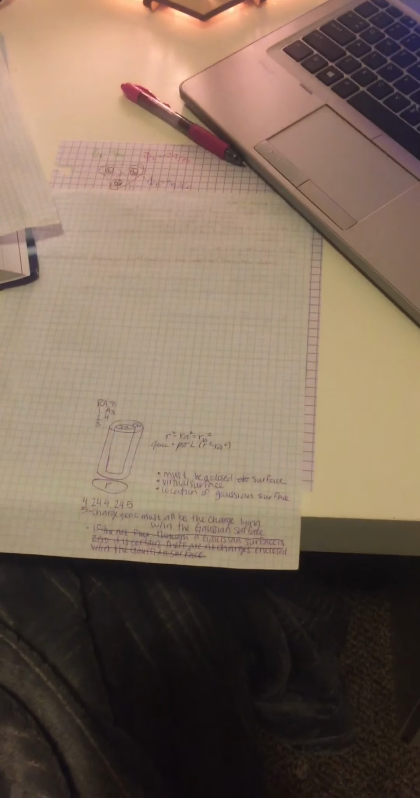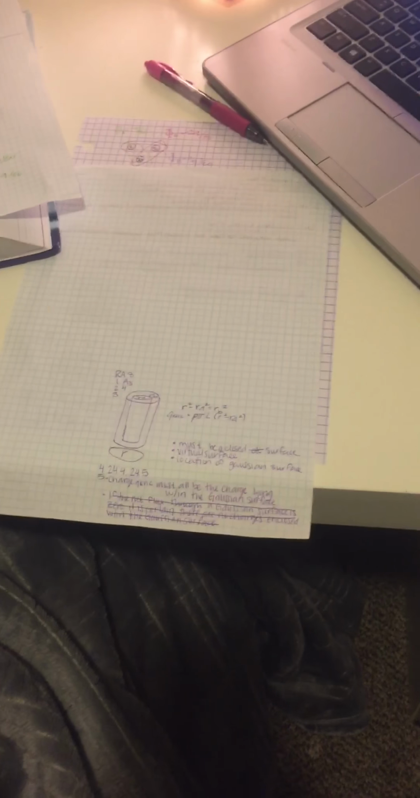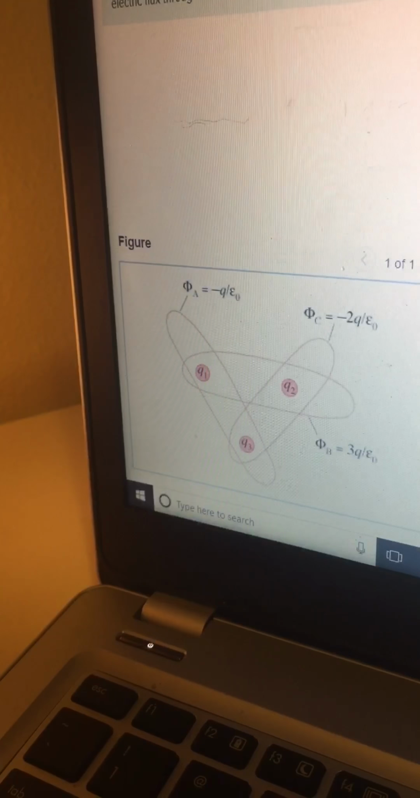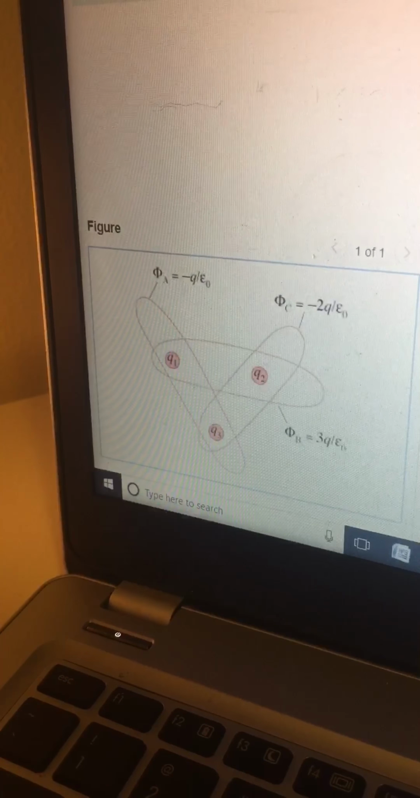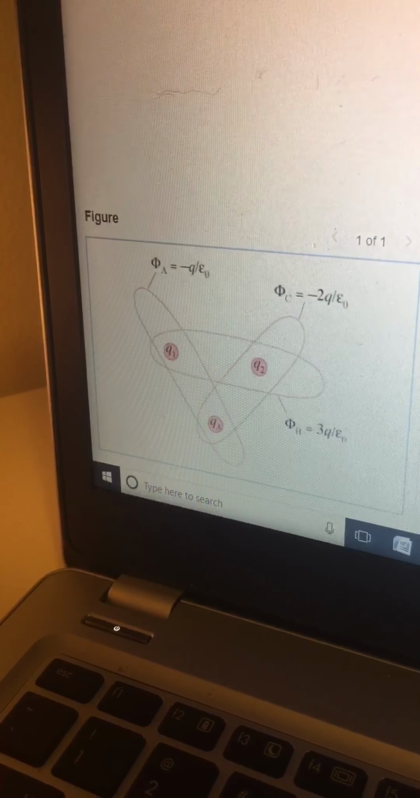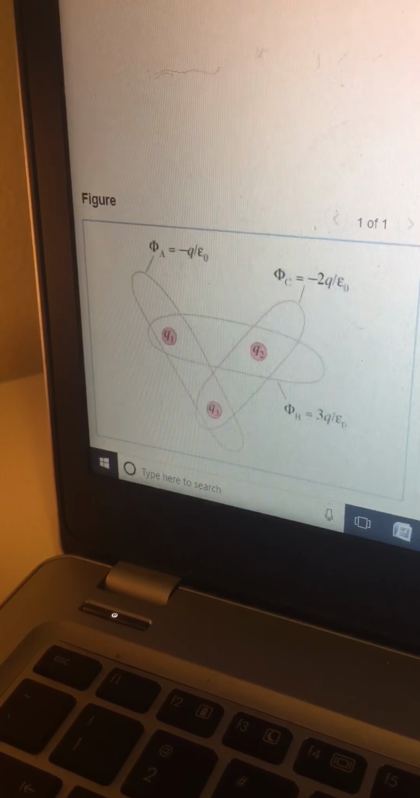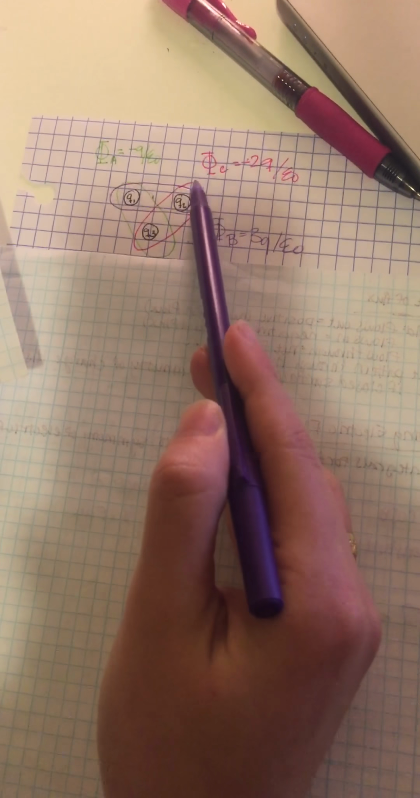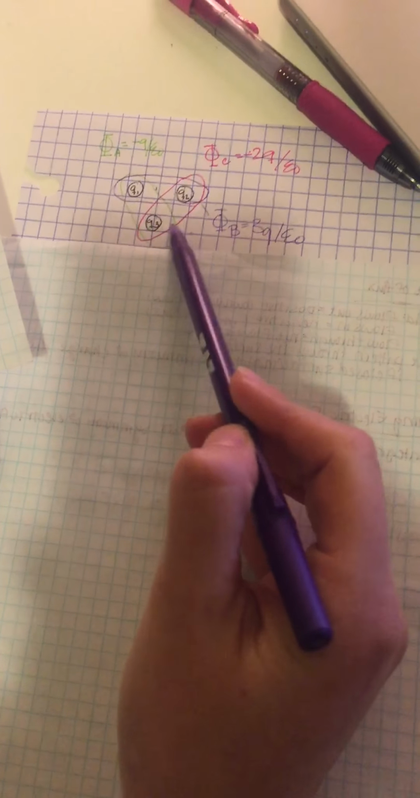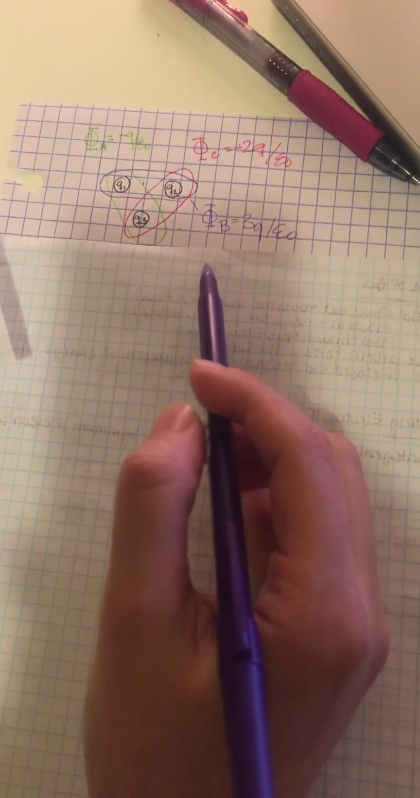I'm doing problem 24.19. The problem states that Figure 1 shows 3 Gaussian surfaces and the electric flux through each. Part A is asking what is the charge Q1, B, what is the charge Q2, C, what is the charge Q3. So what I did is I redrew the picture, Figure 1, and I color coordinated the closed surfaces to make it more clear.